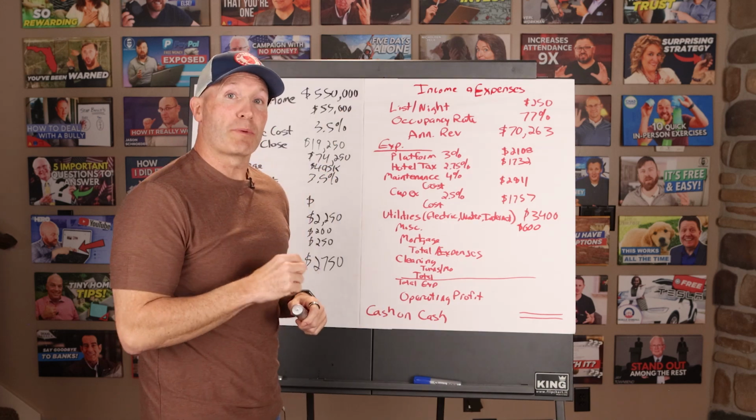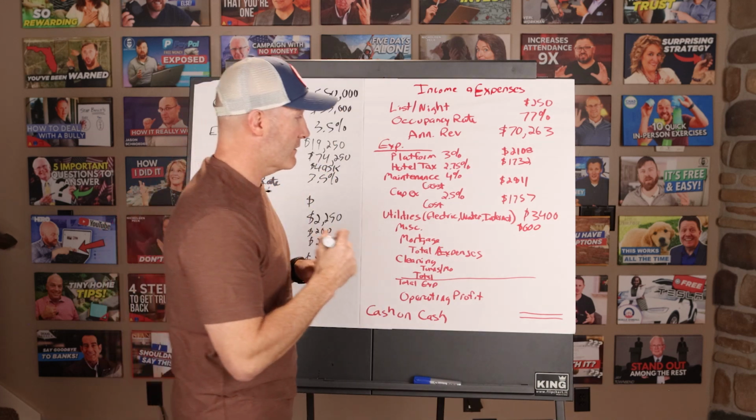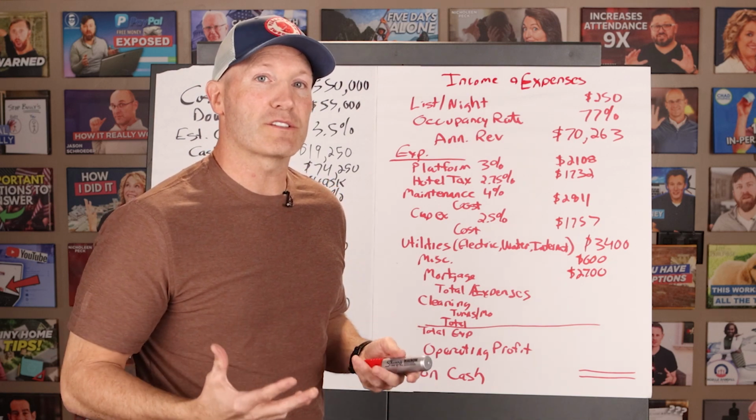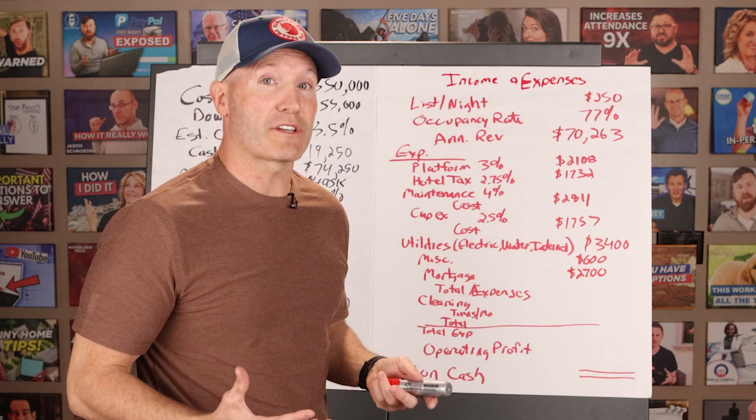All right, now we take our mortgage payment of $2,700. Let's add that in there. So when you add all this together, you times the mortgage times 12, you take all the annual expenses for the entire year, is just over $46,000.